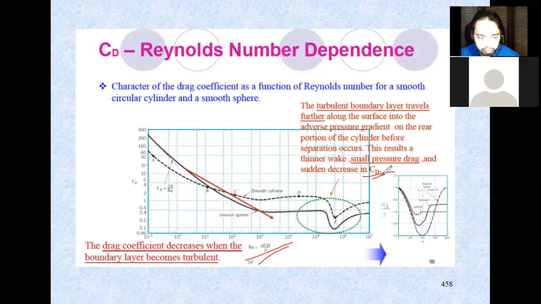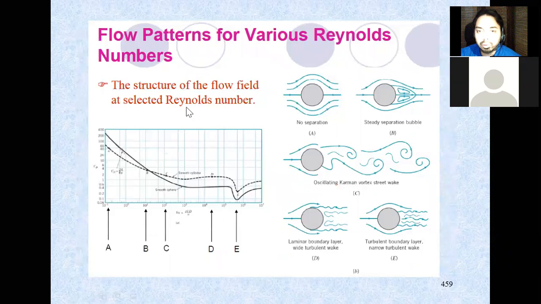So there is a certain Reynolds number that will cause the drag to drop sharply and then increase back again after that. If we analyze this phenomenon further, we can take a look at this one just to give you some idea of what's going on. This is the same graph as the previous one. What's going on at this particular point over here?